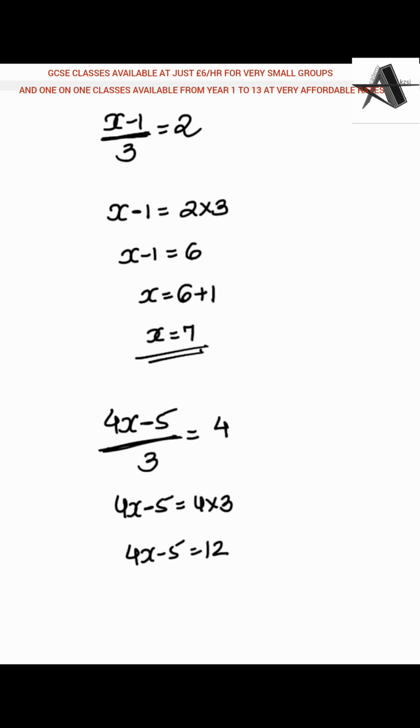Now, the next thing is transposing. It will be here. Then finally 4x equals 12 plus 5. 4x equals 12 plus 5, 17. And finally, either cross multiplying, or I can say divide both the sides by 4. I'll get x equals 17 over 4. That's your final answer.